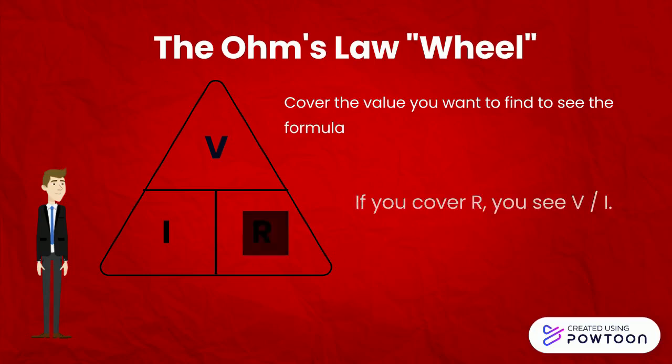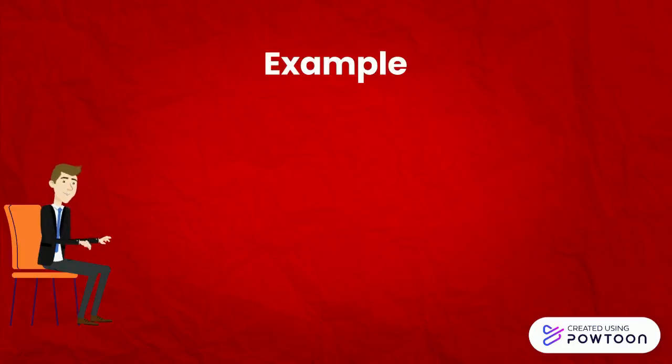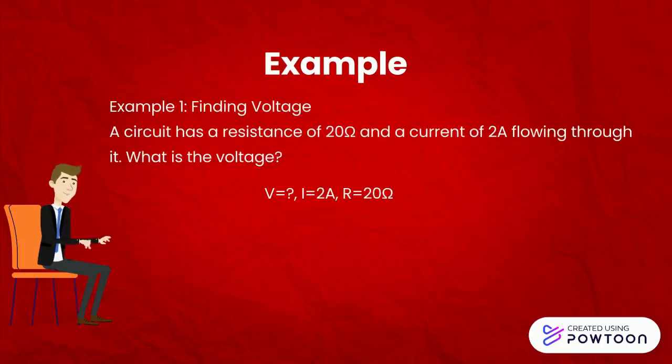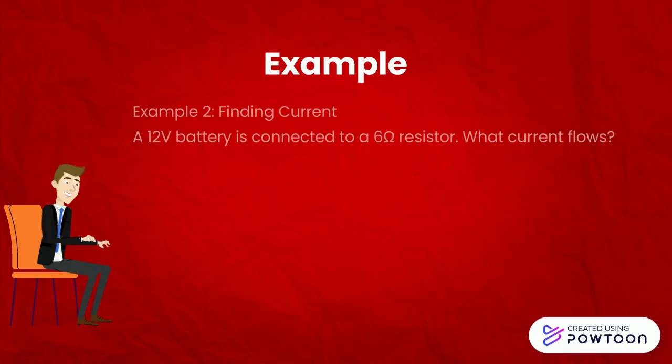Now let's use what we have learned to solve these examples. Example number 1. A circuit has a resistance of 20 ohms and a current of 2 amperes flowing through it. What is the voltage? We know the formula to find the voltage is V equals I times R. We replace the values that are given to find the voltage, which is 40 volts.